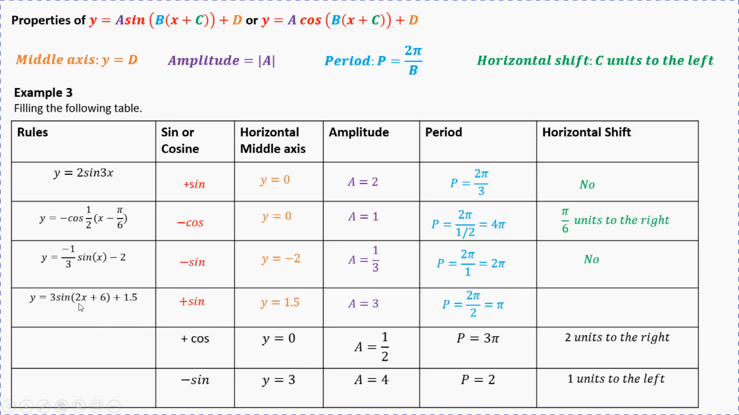So 2 has to be taken out of bracket, so it becomes 2 times bracket x plus 3. So the actual number added to x is 3, and 3 means 3 units to the left. Okay, the last two questions are more about how we can rewrite the equation for the given condition. So it's plus cosine, with no middle axis shift, amplitude is half, and period equals 3 pi.